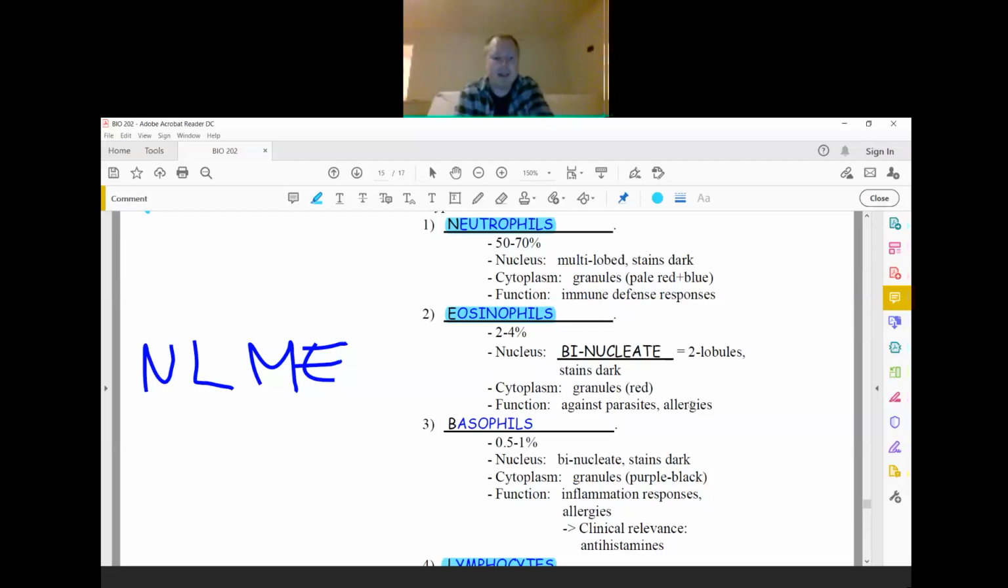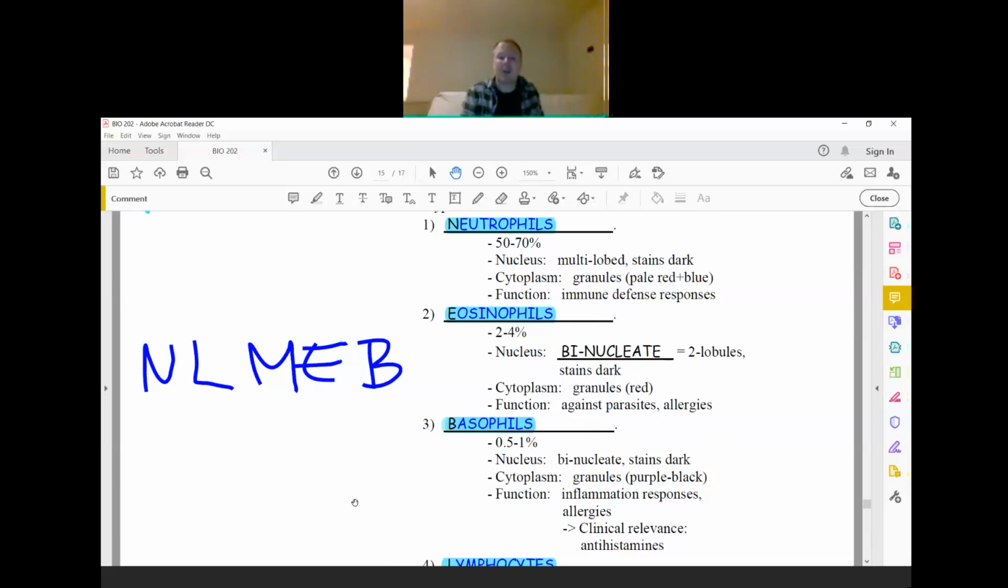And the least common of all the white blood cells is going to be our basophils. They're only less than 1% of all the white blood cells. So that's our basophils. They have, again, a binucleate nucleus that stains dark. They do have granules in their cytoplasm, and they play a role also in allergies and inflammatory responses.